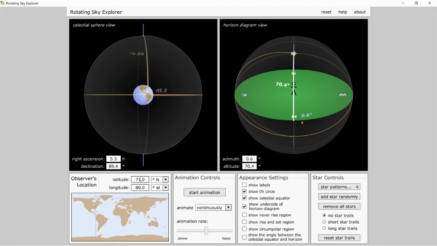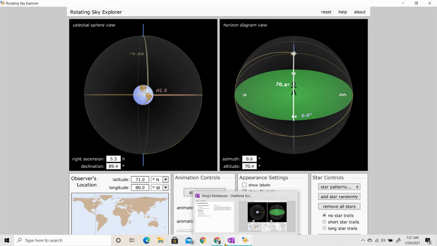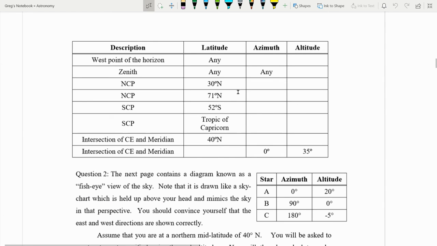Our azimuth is 0.6, and our North Pole altitude now is 70.4 degrees. So 0.6 and 70.4. Next, the South Celestial Pole at a latitude of 52 degrees south.